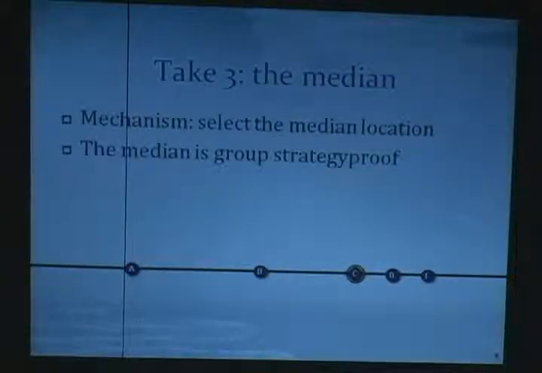Now, the median mechanism is, again, group strategy proof, and the intuition is the same as for the leftmost location mechanism. Let me give you an example, with some hand waving. Let's say agent D is trying to lie. The only way he can affect the outcome of the mechanism is by pulling to the left, by reporting a location to the left. Once he passes C, he becomes the median, but the only thing he's doing is pushing the facility away from his real location. So again, the same intuition: an agent cannot benefit from lying.